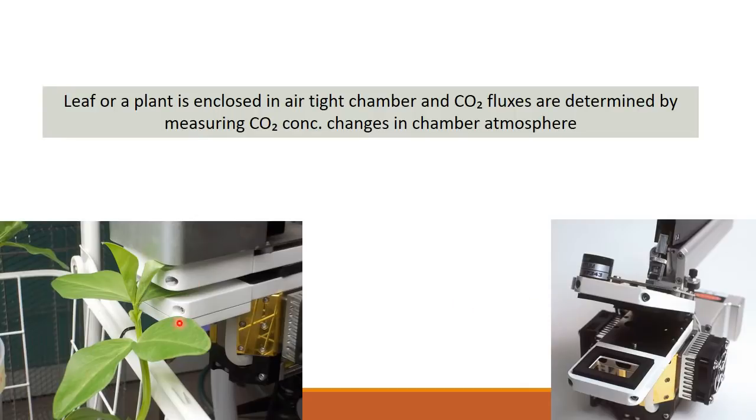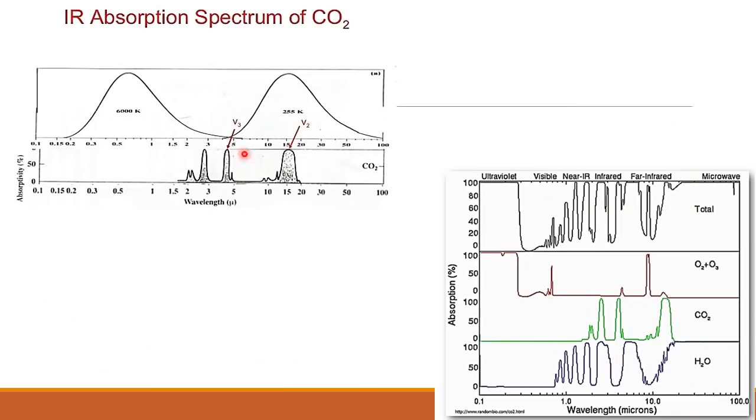The leaf or a plant is enclosed in an airtight chamber, and the carbon dioxide flux is determined by measuring the carbon dioxide concentration changes in this chamber atmosphere. This is the airtight chamber in which we keep the plant or leaf for determining the photosynthesis.